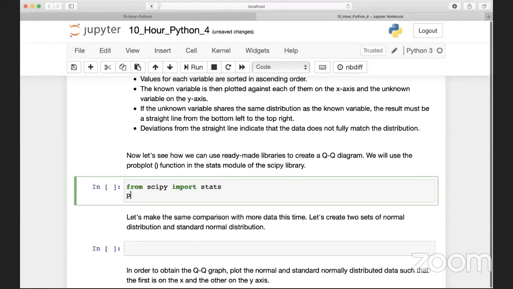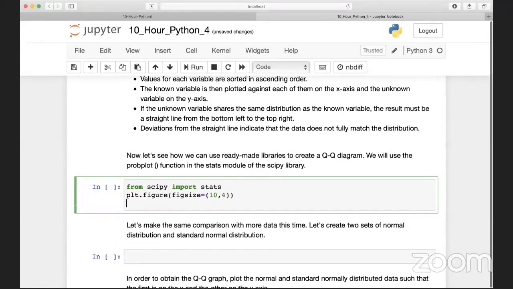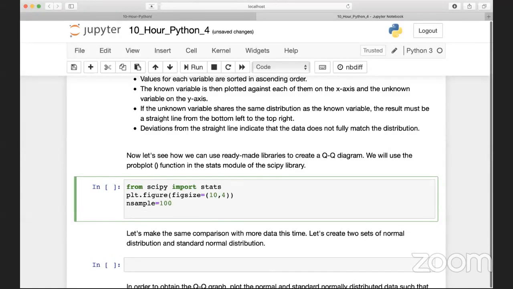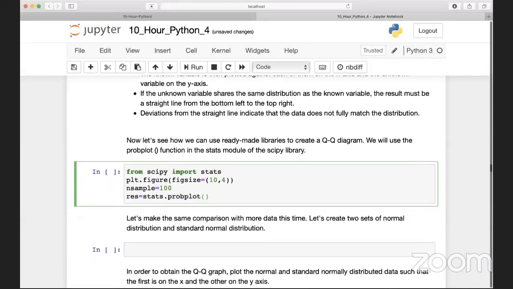And what else? Let me declare the figure size here again. Figsize is 10, 4. Okay, plt.figure(figsize=(10, 4)). Number of samples is, in this case, let's say 100. I will define a variable named res, stats.probplot. Probplot is designed for QQ plot. It's in the stats package in SciPy. I will take advantage of it to draw the QQ plot in a nice and clean way.